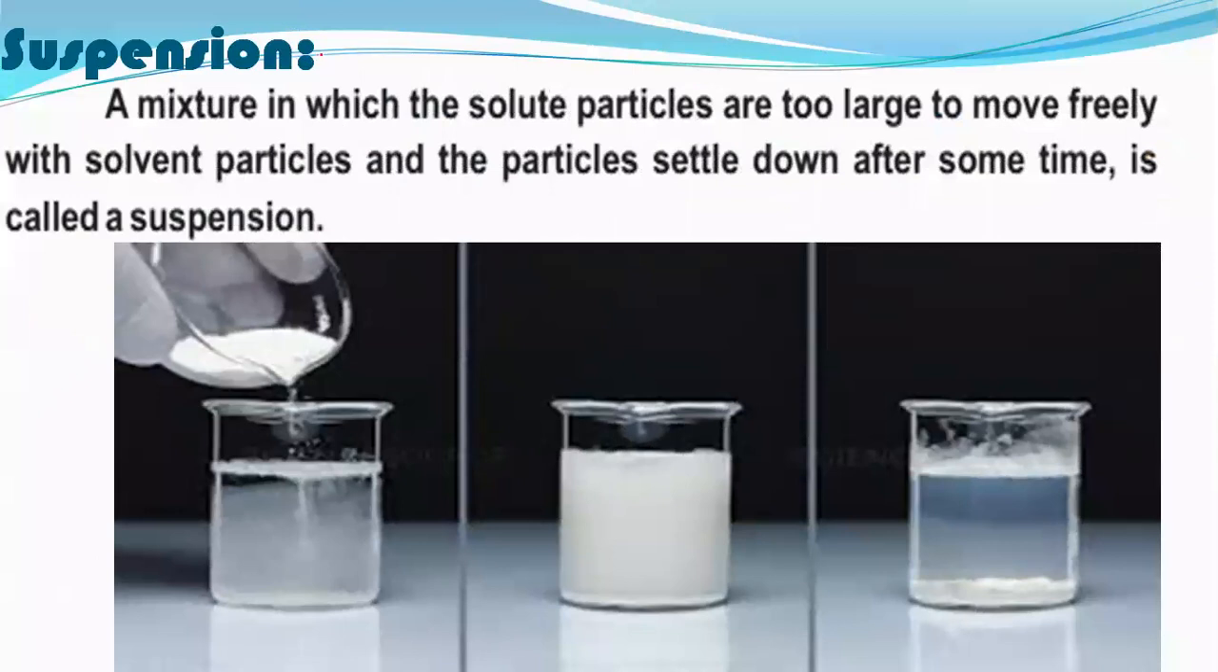Yes, my dear, last but not the least, suspension. We have seen that a mixture is of two types, homogeneous and heterogeneous. Homo means all its structure and form is the same. Hetero means the form of the solution is different. So you can see this example: a mixture in which solute particles are too large to move freely with the solvent particles. So what happens? These particles settle down at the bottom. This is called a suspension.